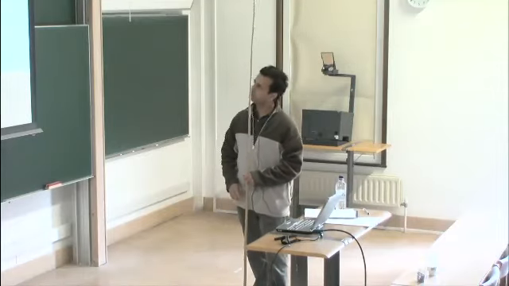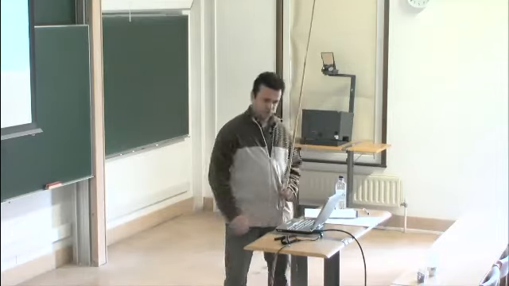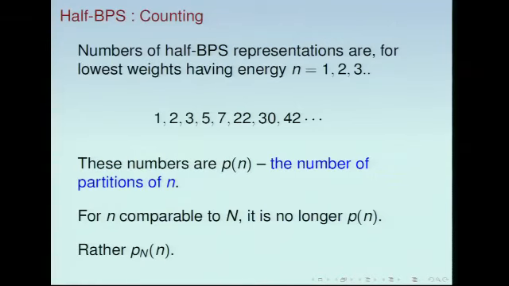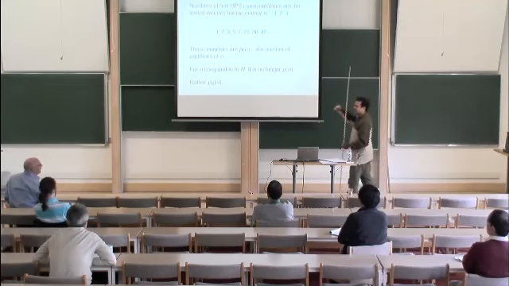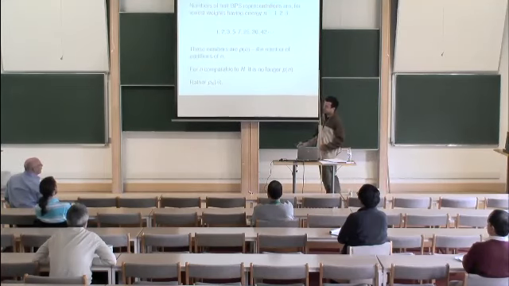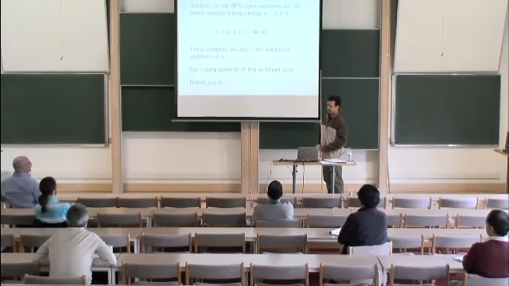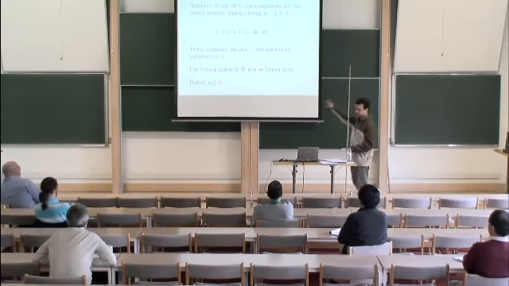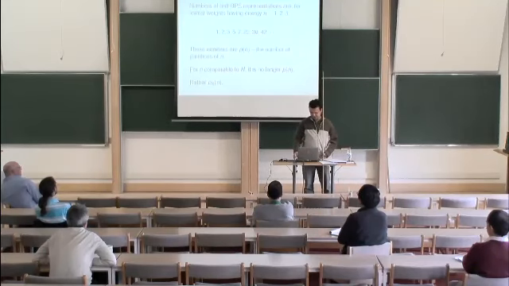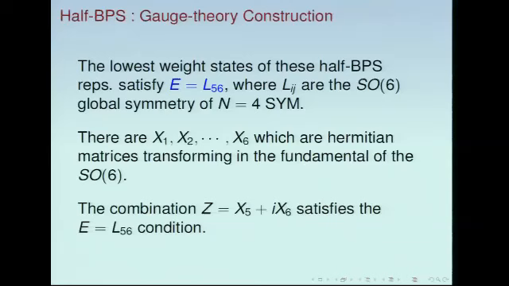Can you just, if you go back, you say for lowest weight having energy, the weight of what? So the weight is the energy. Oh, scaling dimension or energy. I see. That's the weight of the conformal group. Yeah, that's right. So I'll show you more explicitly what these look like in the gauge theory, and things will become a bit clearer.